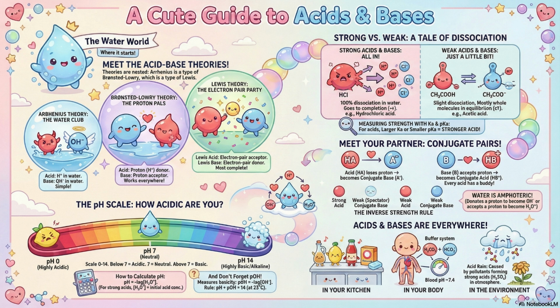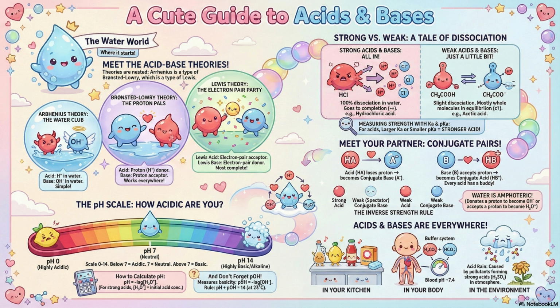Okay, so let's start with the classic, the one everyone learns first. Arrhenius. This was back in 1883. And it's super simple, right? An acid makes hydrogen ions in water. A base makes hydroxide ions. Hydronium, H3O+, to be a bit more precise, but yes. And a base produces hydroxide.